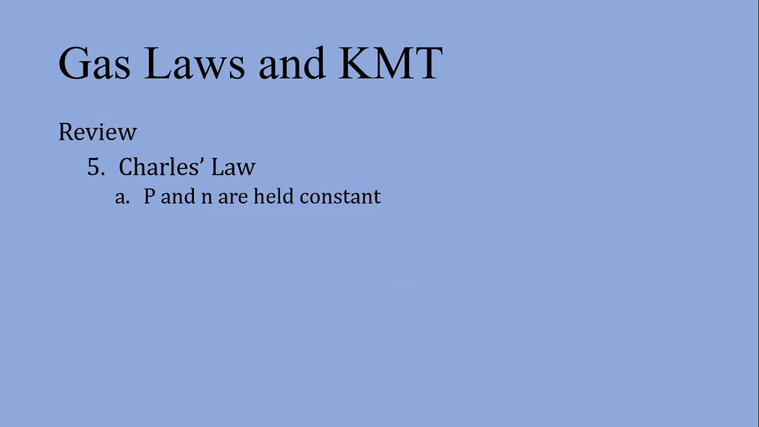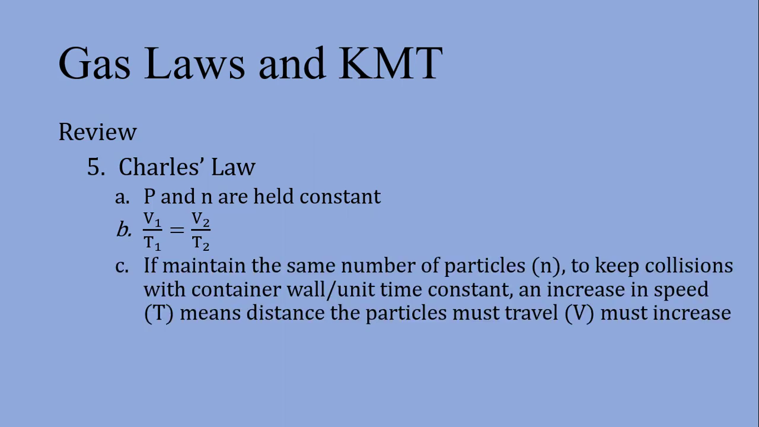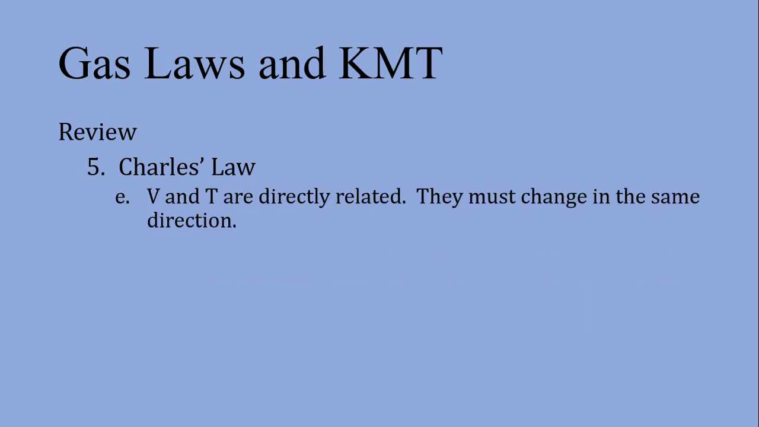Charles's law. Now you're holding pressure and moles constant. This is the equation you get. If you're keeping the number of particles the same and you want to keep the number of collisions per unit time the same, then as you alter the speed, you must alter the volume, and you must alter them in the same direction. That means V and T are directly related. They will change in the same direction.